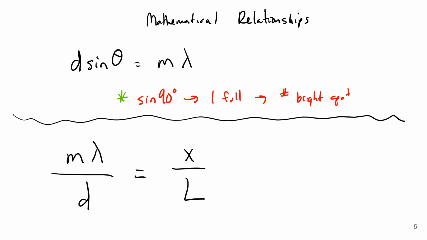The other mathematical relationship we see is similar, but a little bit different, including x, the distance between each bright spot, and L, the length from the openings to the screen or the detector screen. So that's m times wavelength over d is equal to x over L. All of this is on our reference tables, and we'll do some practice with how we manipulate these situations for diffraction of light.